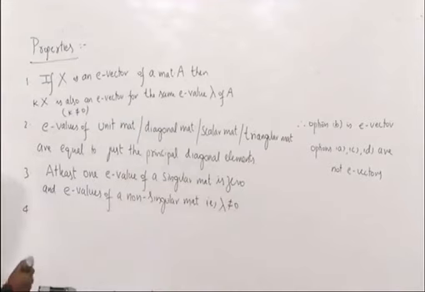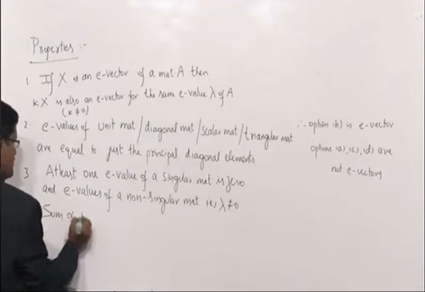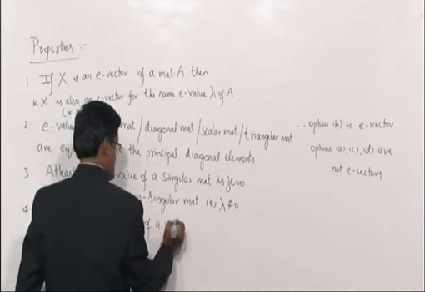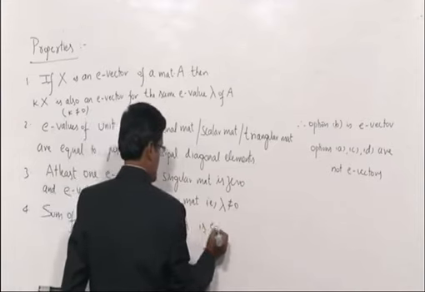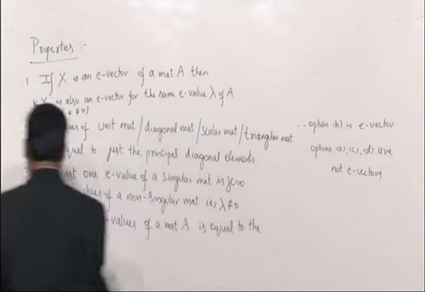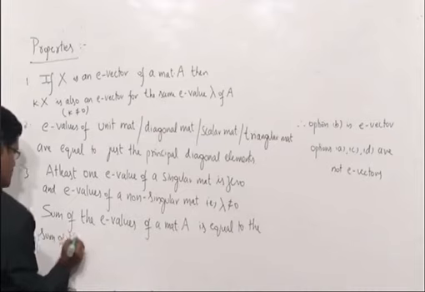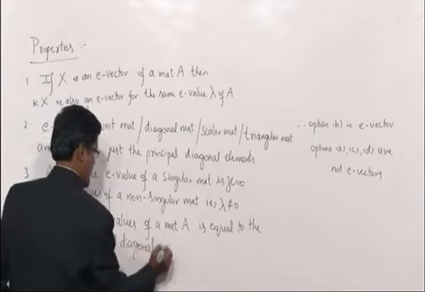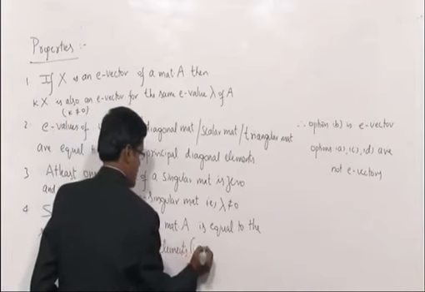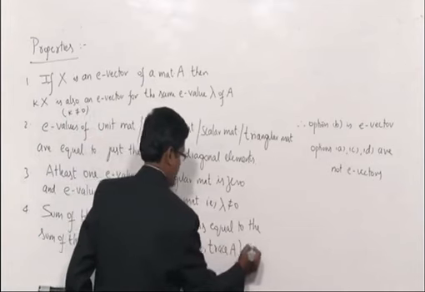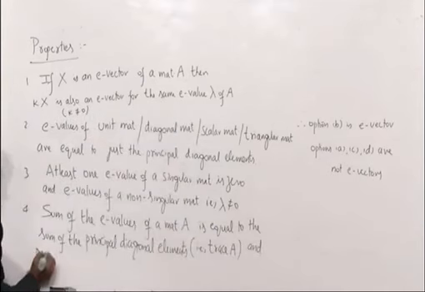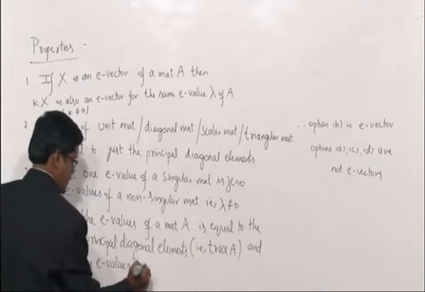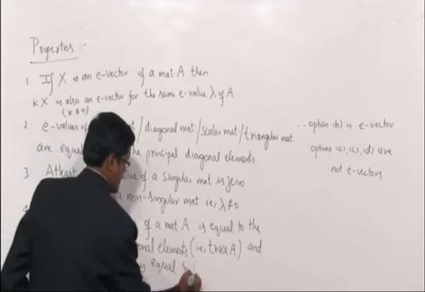Fourth. Very, very important this one. Sum of the eigenvalues of a matrix A is equal to sum of the principal diagonal elements, that is trace A, and product of the eigenvalues is equal to determinant A.